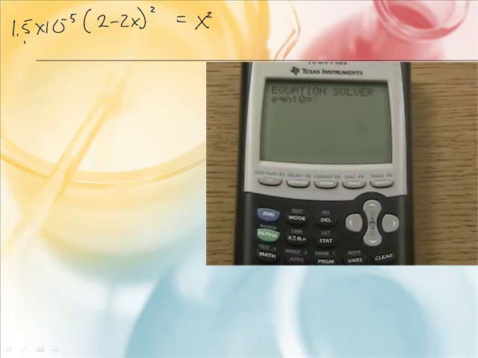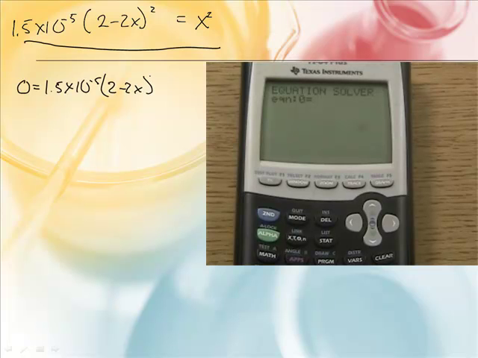So if we go back on the screen for a moment, since I cross multiplied, I can subtract x squared from both sides. So 0 equals 1.5 times 10 to the minus 5 times 2 minus 2x squared, minus x squared. I'm now going to type this into my calculator, so watch how I do this.